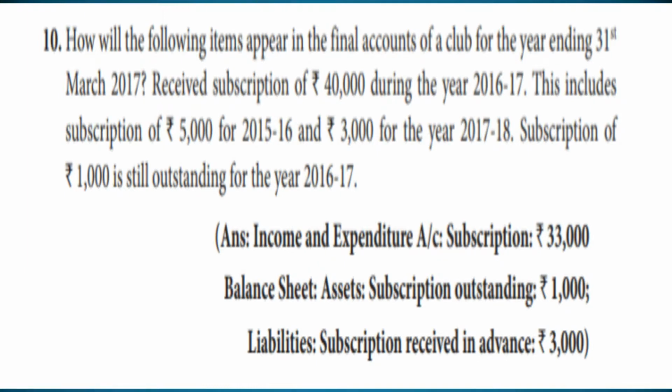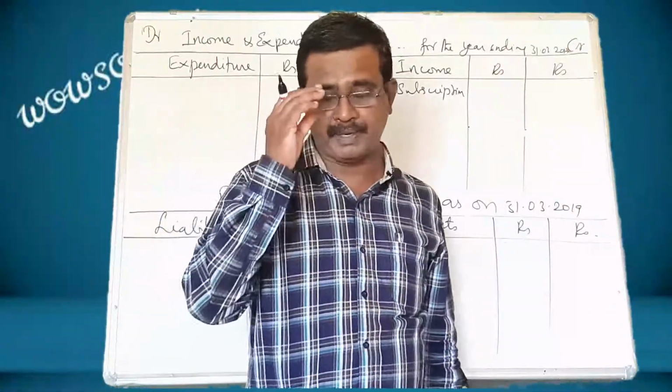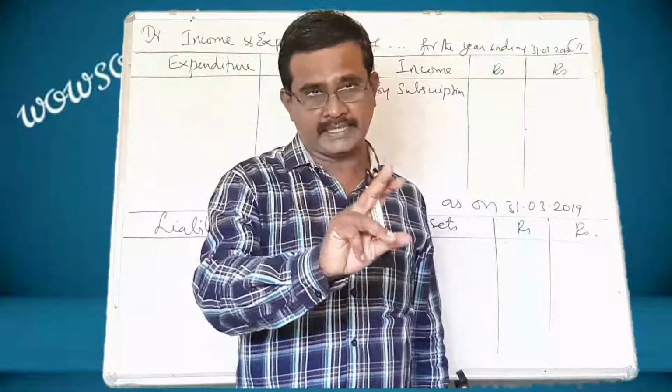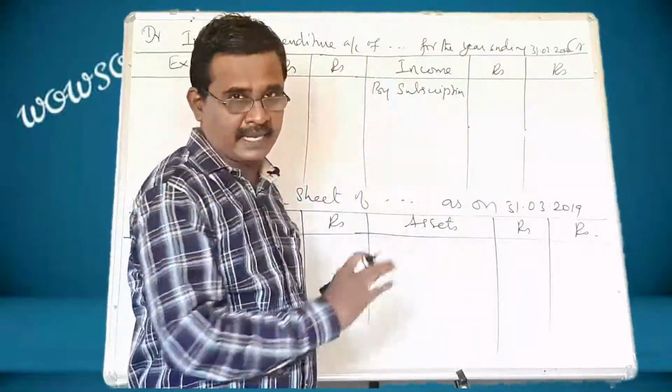Received subscription of rupees 40,000 during the year 16 and 17. It means that is the accounting period. This includes subscription of 5,000 for 2015-16 and 3,000 for the year 2017-18. Subscription of rupees 1,000 is still outstanding for the year 16-17. Now, we are asked to prepare final accounts. They have given you the receipts and payments account.